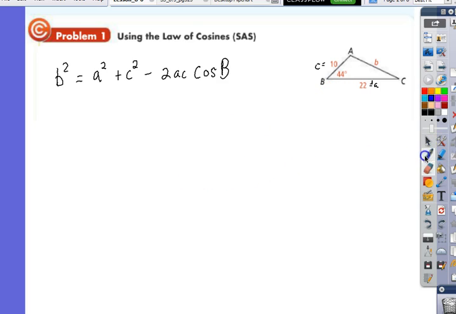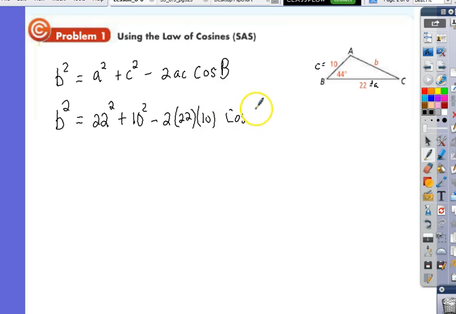All right, so I'm just going to fill this in. B squared is equal to, what do I put? 22 squared. What do I put? 10 squared minus 2. What do I put? 22. What do I put? 10 cosine 44 degrees. Does everybody understand that?